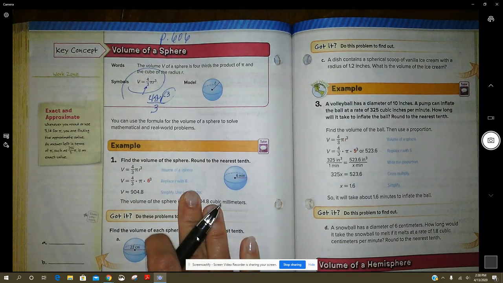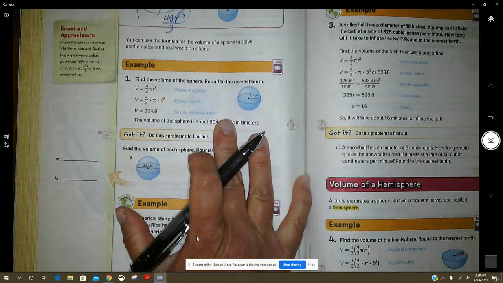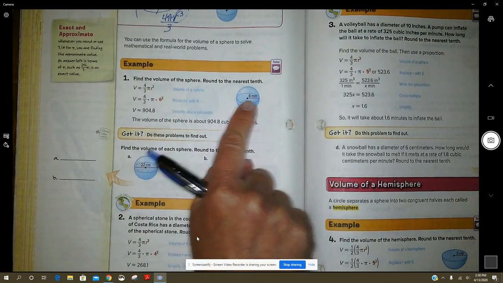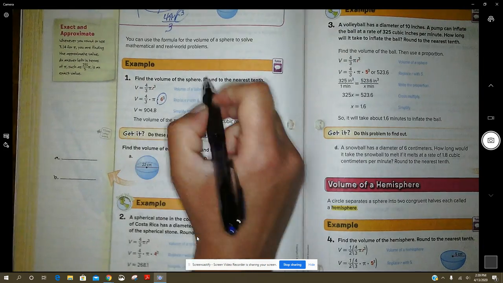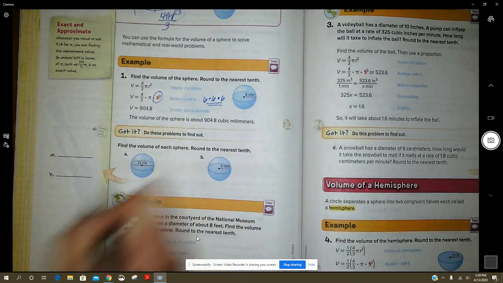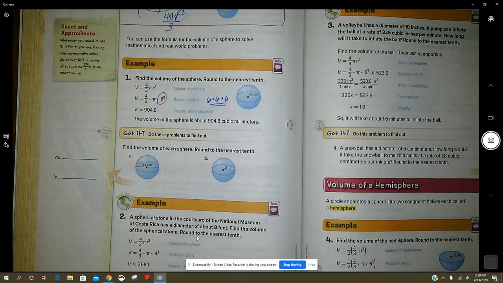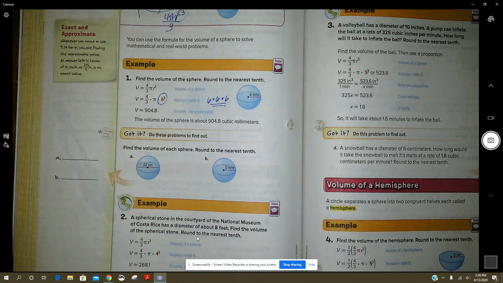All right, let's go take a look down here at this example. So they have 4/3 times pi, and then their radius is 6. So 6 to the third power means 6 times 6 times 6. You have to do it 3 times. By the way, that is not an 18, okay? And so when you get done and you multiply all of that out, you get a 904.